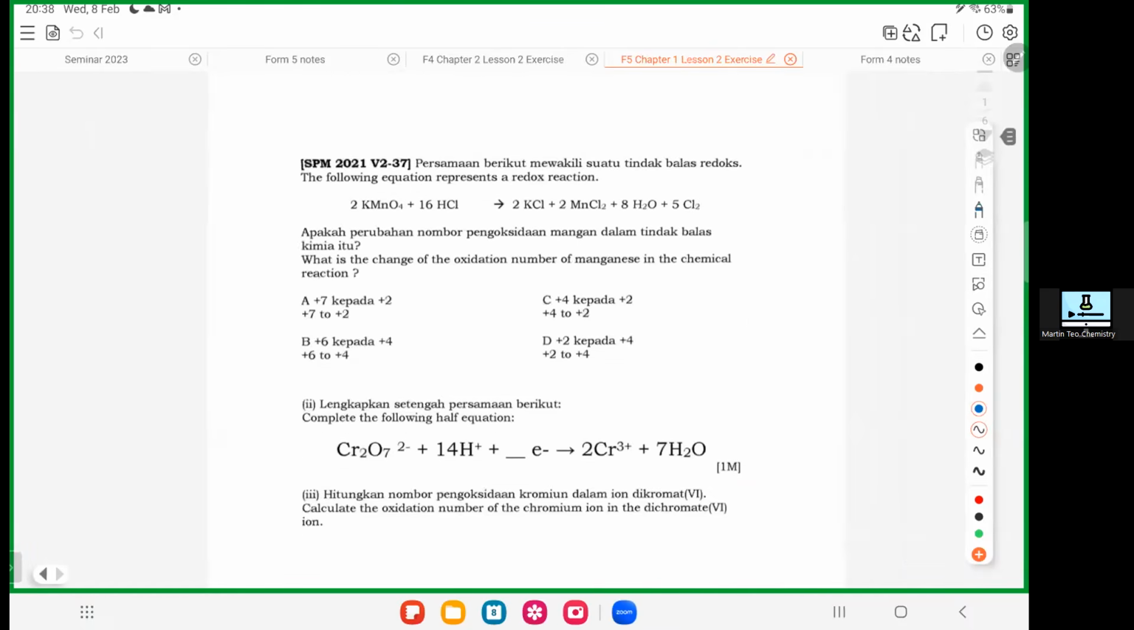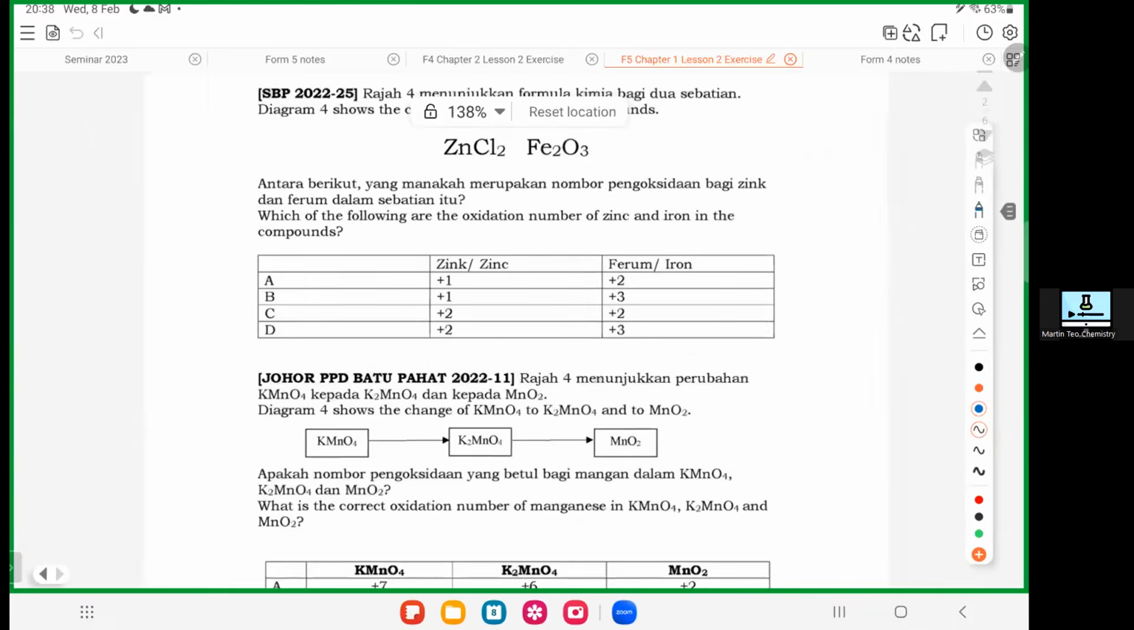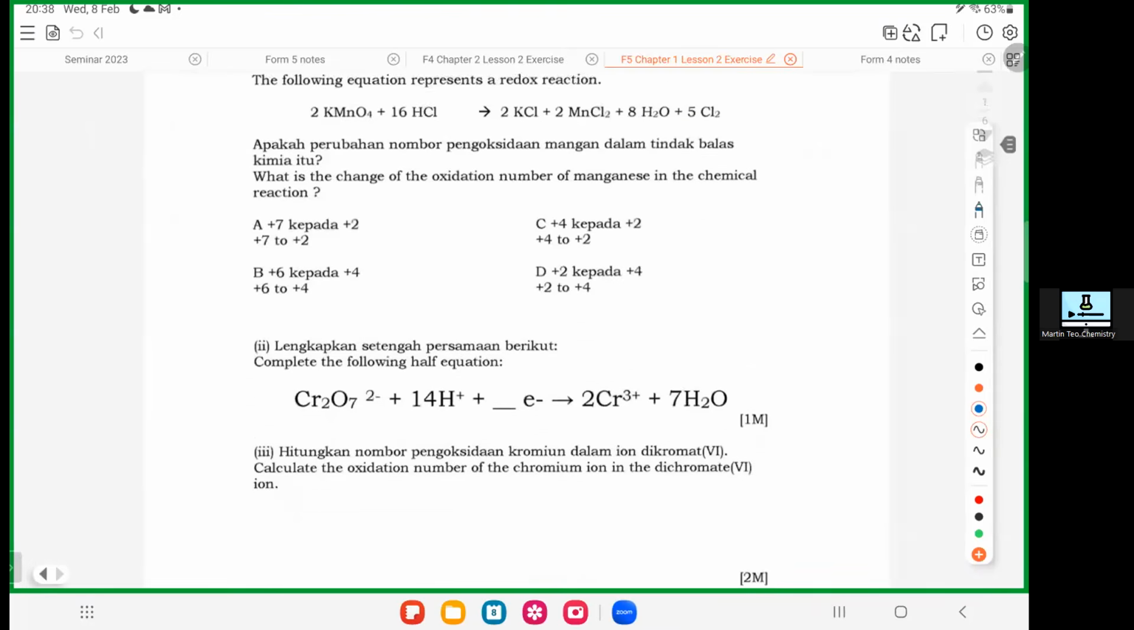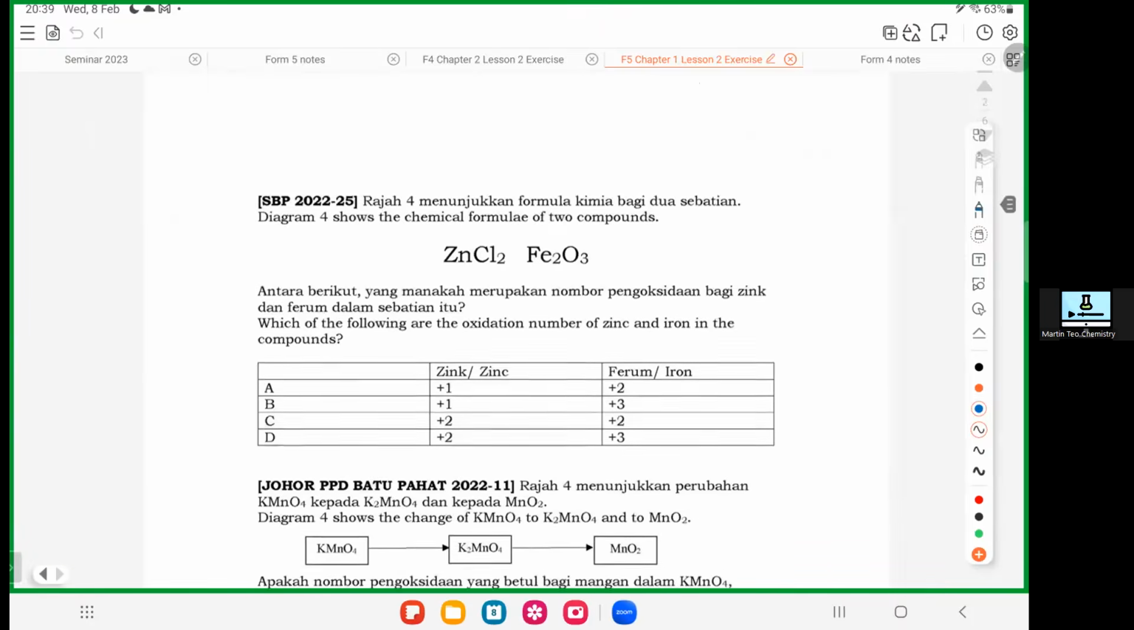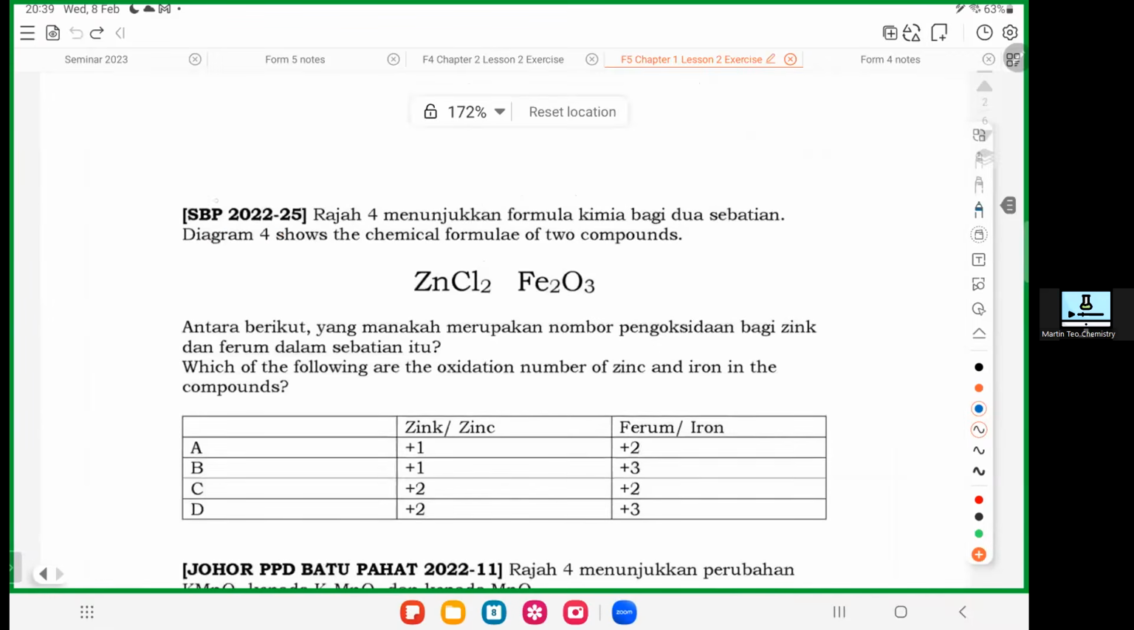So let's start with this question. This is an SBP question from the year 2022, one of the trial exam papers. You're given 2 compounds, zinc chloride and iron oxide. They ask you what is the oxidation number for zinc and iron.